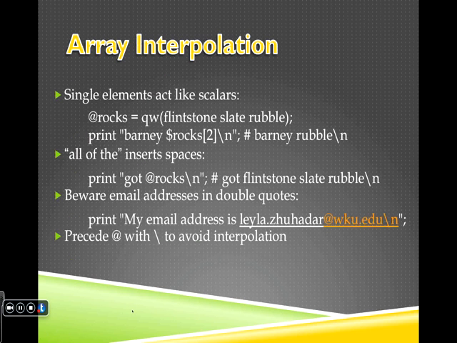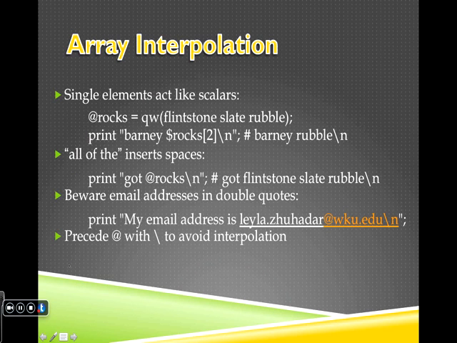What else? Array interpolation. For example here, a single element can act like a scalar. Here I am setting my list of rocks equal to the three quoted words Flintstone, slate and rubble. I can bring the index: I'm saying give me the value of index number 2, which is rubble. So here it will print Barney and then next to it rubble as it is, and then go to the new line. All of the inserted spaces, so there's a better way that you can use.